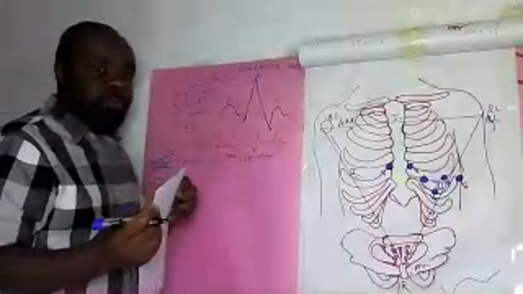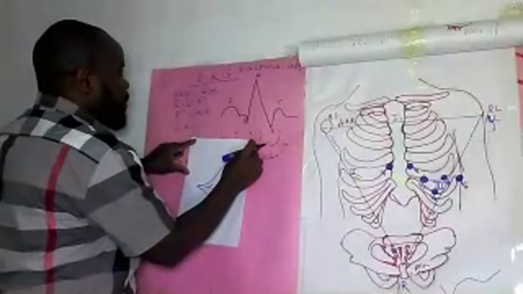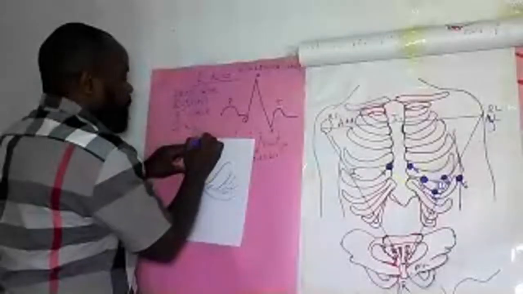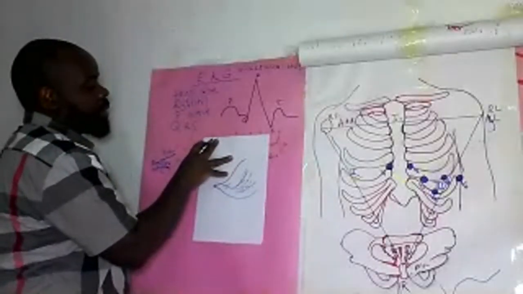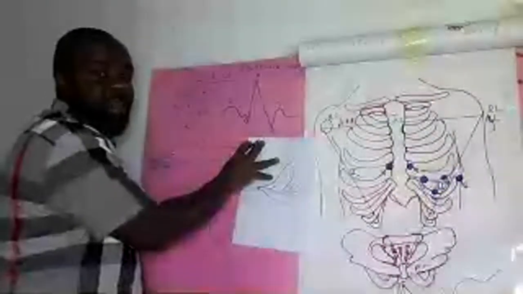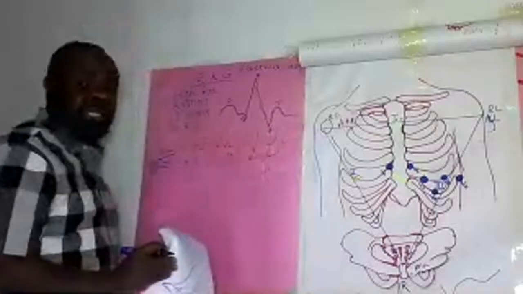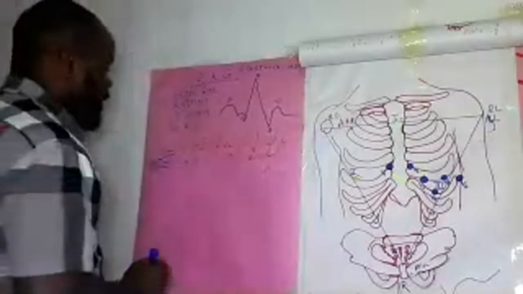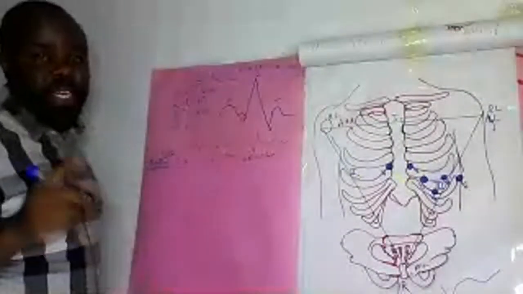You take your piece of paper and note the first points. You check on the 6-second strip: are they matching or are they not matching? If they are not matching, it is irregular. If they are matching, it is regular. So rhythm is either regular or irregular.